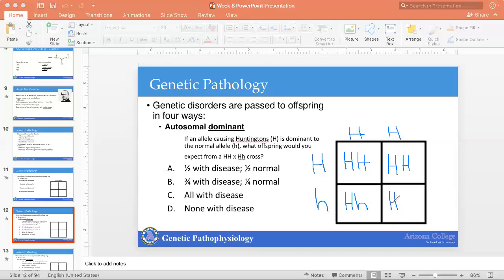So to answer the question, in this case, since the Huntington's disease is dominant, that means all of the people in this case will have the disease or the disorder. It's dominant. So it doesn't matter if they have two of them or just one of them. So all of the people in this case will have the disease, though two of them will be a carrier for the normal allele, but all of them would have the disorder.